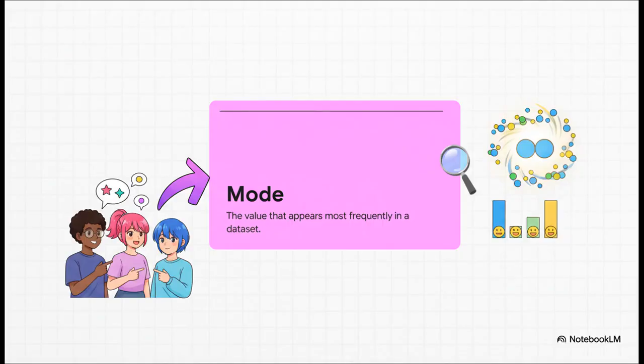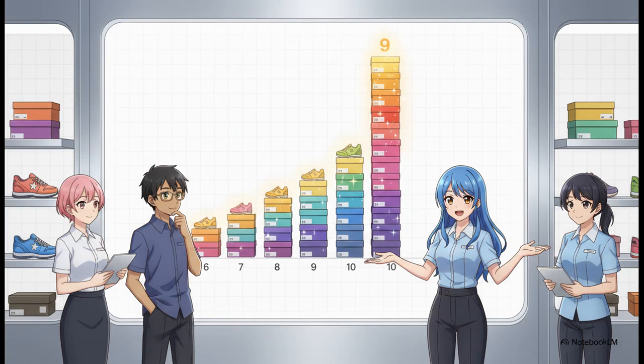Okay, our third and final tool for finding the center is the mode. And this one is the easiest of them all for sure. It's just the number that shows up the most often. That's it. The most popular, the most frequent choice in your entire set of data. And you might wonder, why is that useful? Well, think about a shoe store. The manager doesn't really care about the average shoe size, do they? What they really care about is the single most common shoe size. Why? Because that's the one they need to stock the most of.